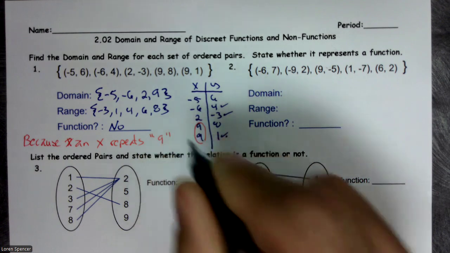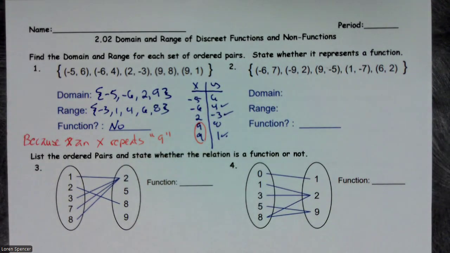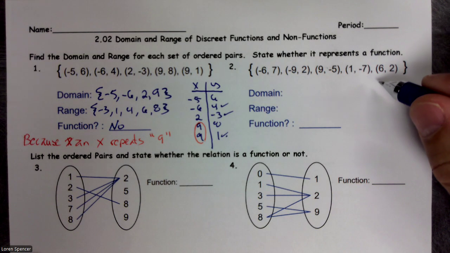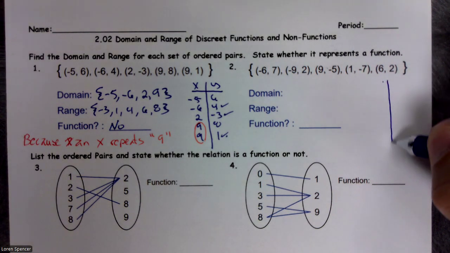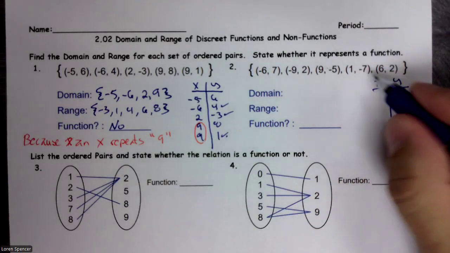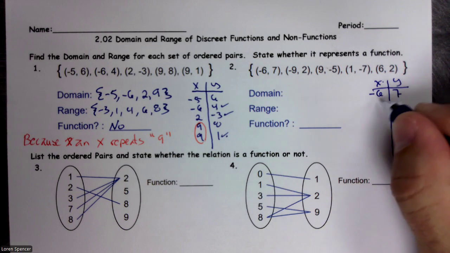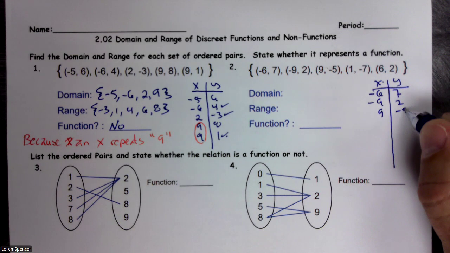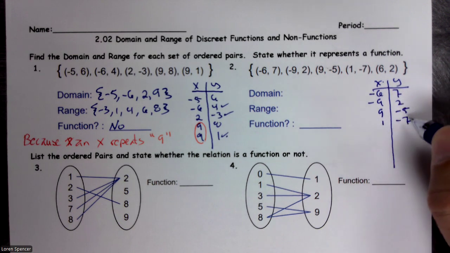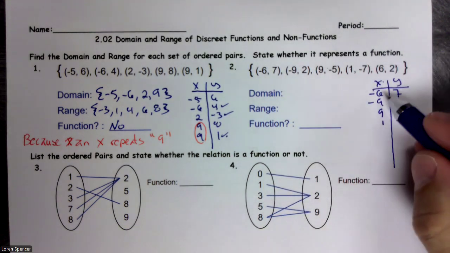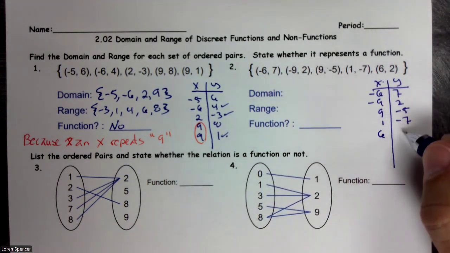Now, if a y repeats, that's okay. But if an x repeats, not a function. All right, the next one, state whether it's a function. Once again, I'm going to do exactly the same thing and make a T-chart. I have -6, 7; -9, 2; 9, -5; 1, -7; 6, 2.